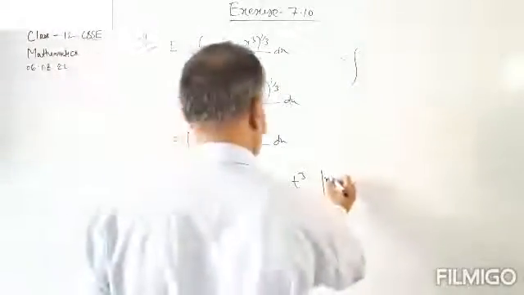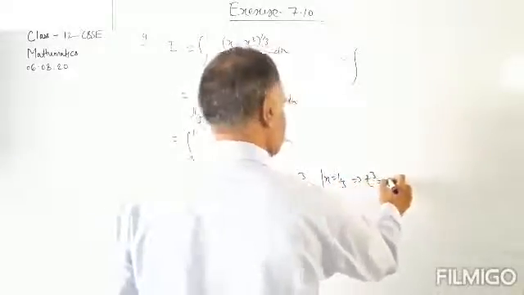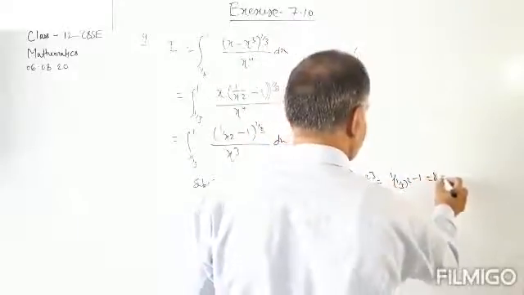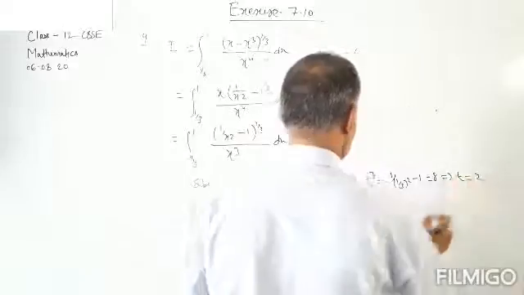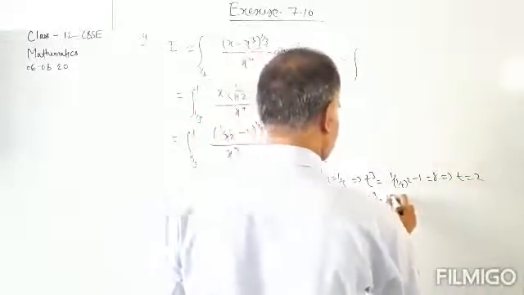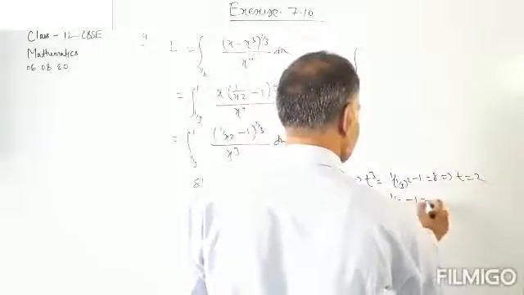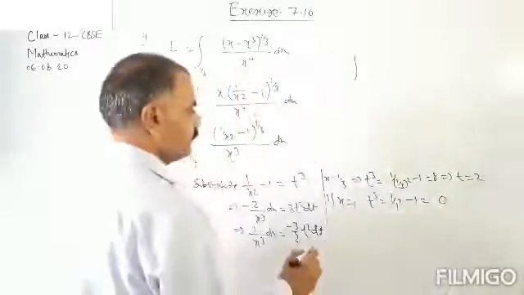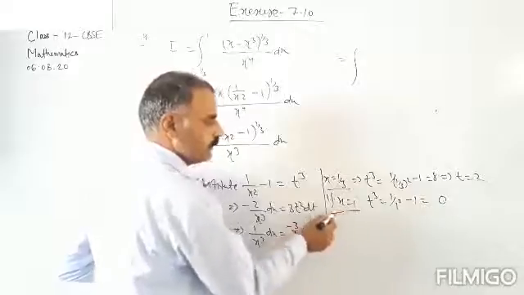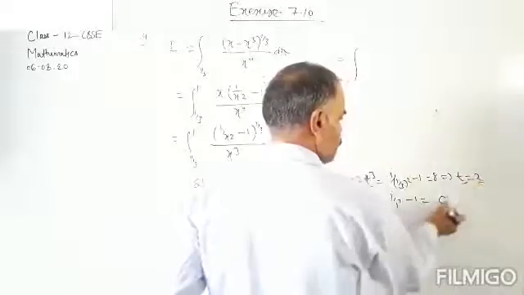If x is equal to 1 by 3, then t cube is equal to 1 upon (1 by 3) square minus 1, that is 8, which means t is equal to 2. And if x is equal to 1, then t cube is equal to 1 upon 1 square minus 1, that is 0. So the limits from x equals 1 by 3 to x equals 1 will change to t equals 2 to t equals 0.